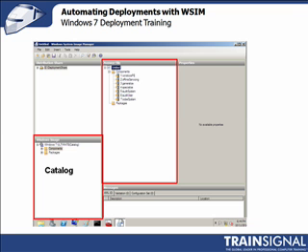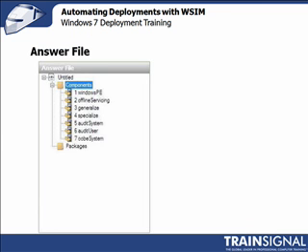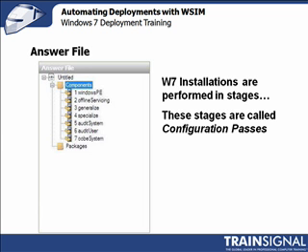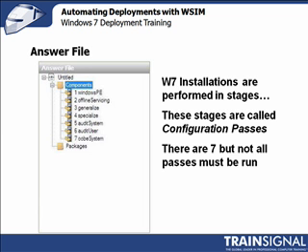Before we dive into this, I want to blow up the answer file portion for just a minute and talk a little bit more about what we're looking at here. In the answer file, we're looking at the different stages that a Windows installation goes through. Windows 7 installations are performed in stages. The stages have a special name. They're called configuration passes. Now, it looks as though we have 7 different stages that an installation would go through. Well, that's true. We do have 1, 2, 3, 4, 5, 6, 7, as you can see in the answer file, but not all of those stages must be run.